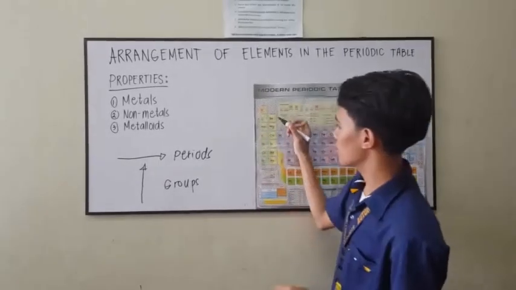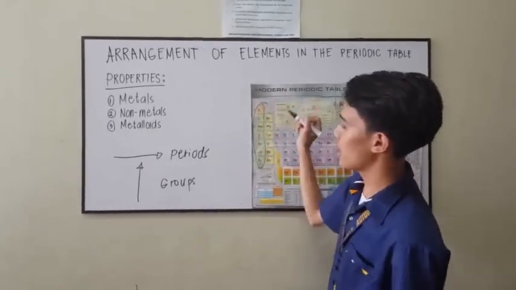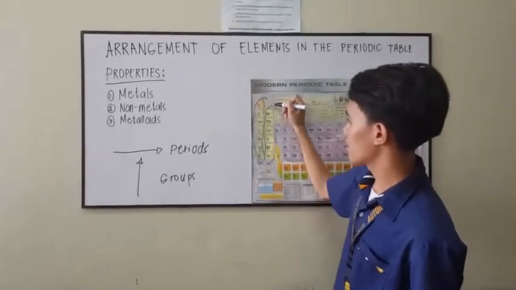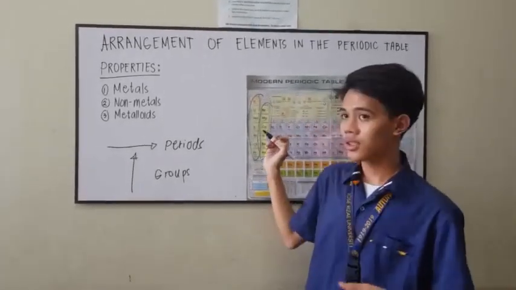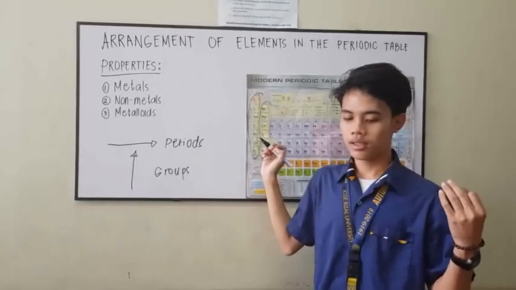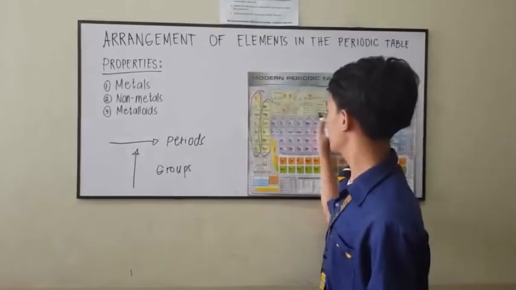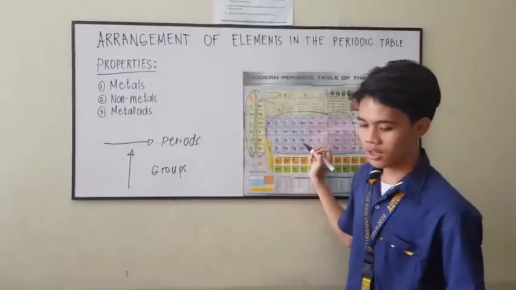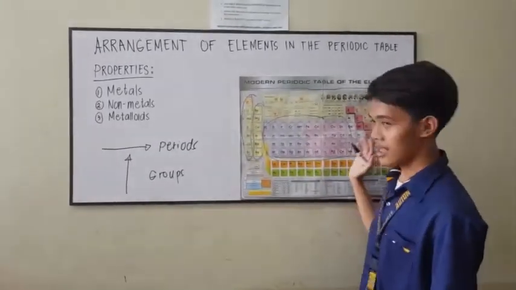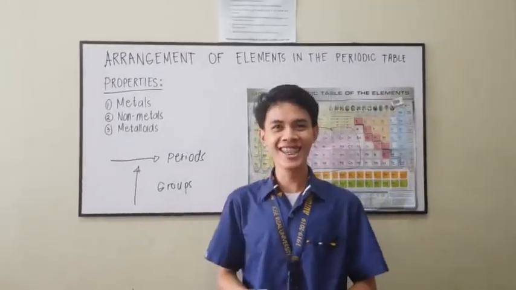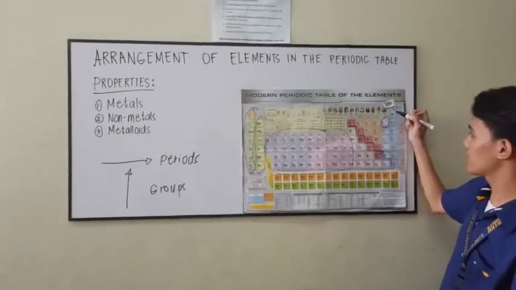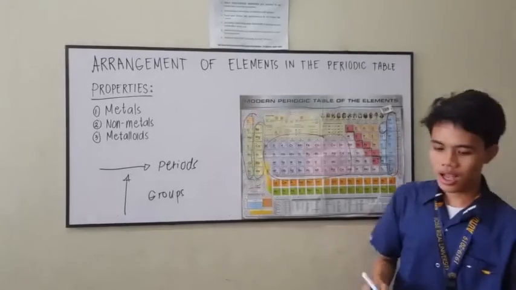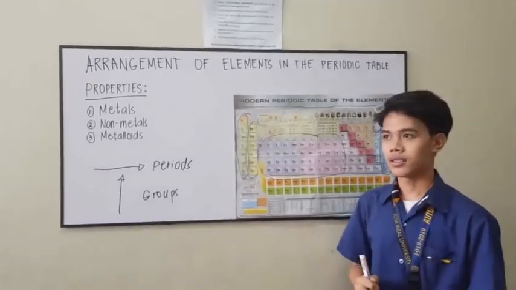So this group is the alkali metals. This one is the alkaline earth metals, and these are the transition metals. And this is the halogens. The last group is called the noble gases. And that's all.